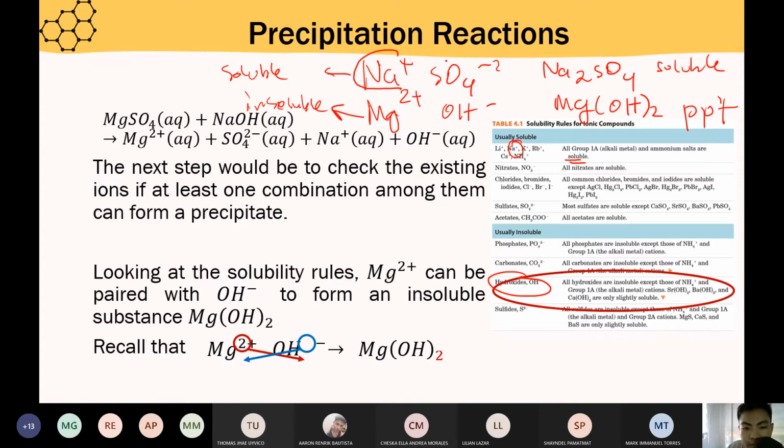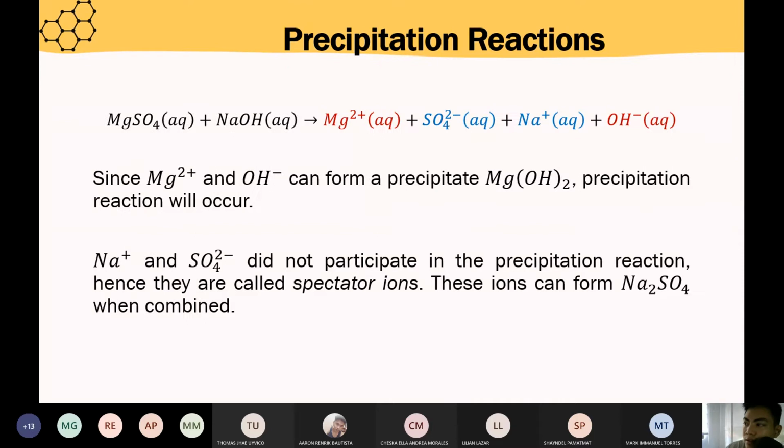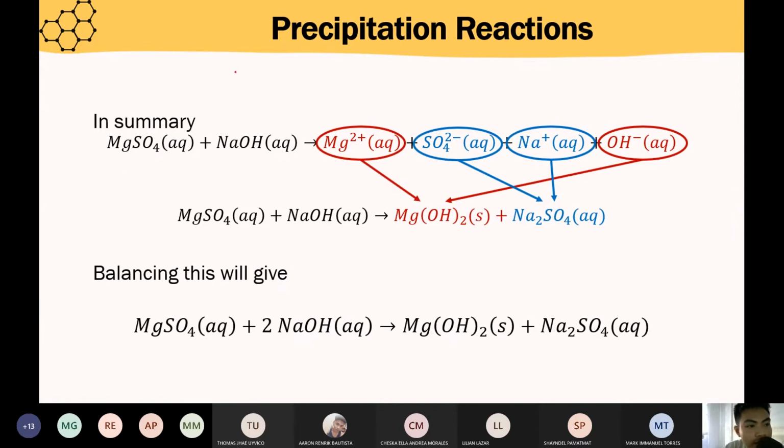Okay? So, ganun lang. You just check this. After you swap the partners, you check the solubility rules. Okay? So, that means we can write the entire equation as this. So, that means we can write the entire equation as this. Okay?